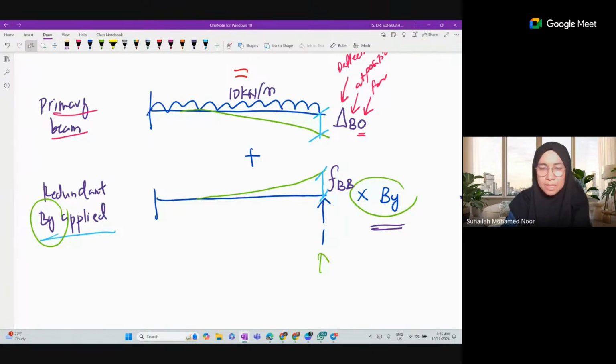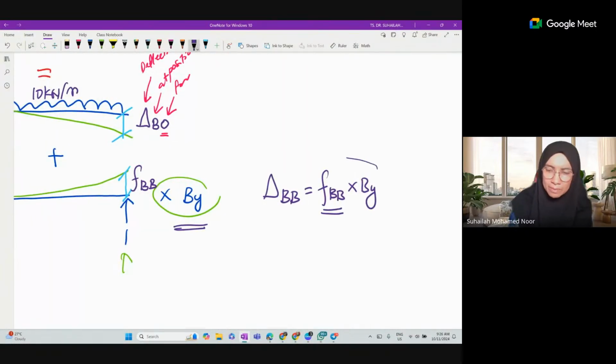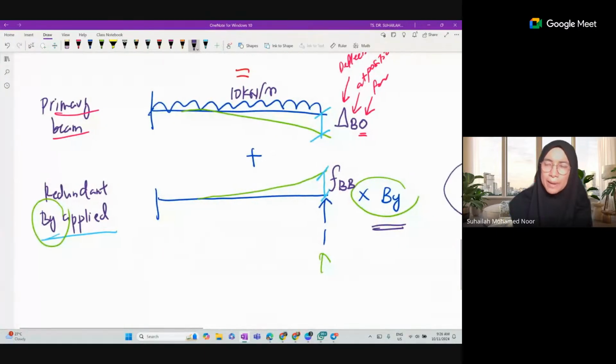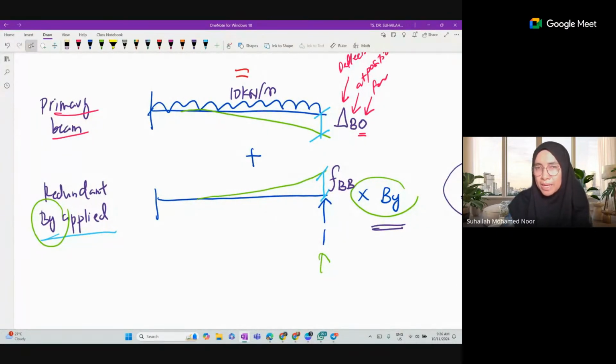It is a cantilever beam subjected to a unit value of BY. The deflection that occurs due to a unit value of BY is labeled as F. We cannot label it as delta. Delta is FBB times BY. So you can forget about this, it doesn't matter. But this one, apply this one: FBB times BY, FCC times CY, FDD times DY, FAA times MA. F times the redundant.